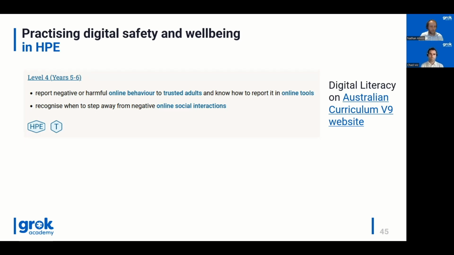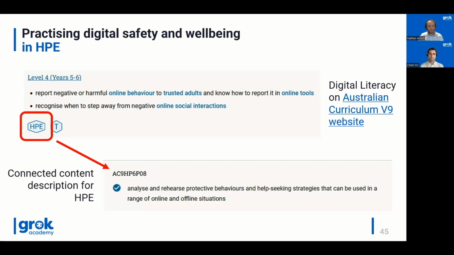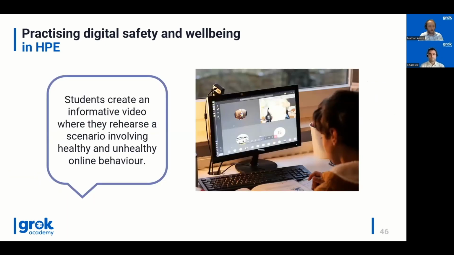And we've got a link there to HPE. So if we were to click that, it links us to this content description for HPE, analyze and rehearse protective behaviors and health-seeking strategies. And you can see there that it says used in a range of online and offline situations. So an example task that students might do could be to create an informative video where they rehearse a scenario. They demonstrate healthy and unhealthy online behavior, and maybe discuss some consequences or talk about that. So that could be a video that they produce as part of the HPE class, and they're answering a demand for the use of digital literacy, which involves them making the video, doing some video editing, and talking about online behavior.